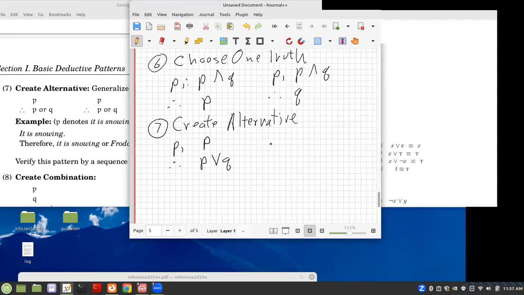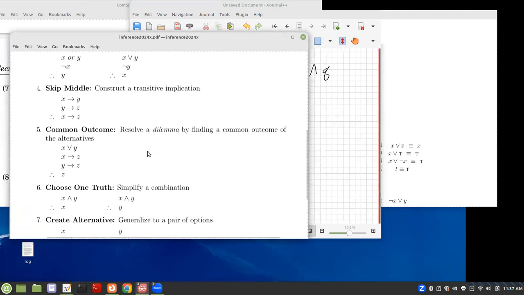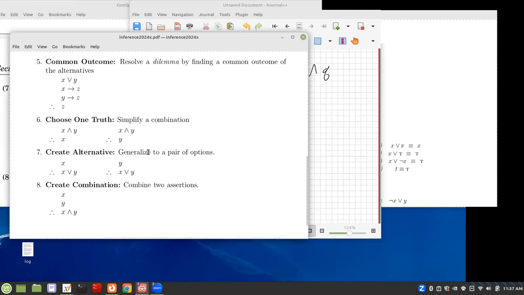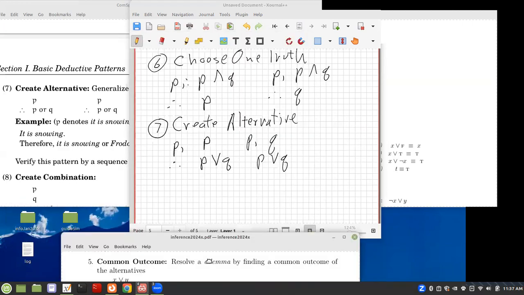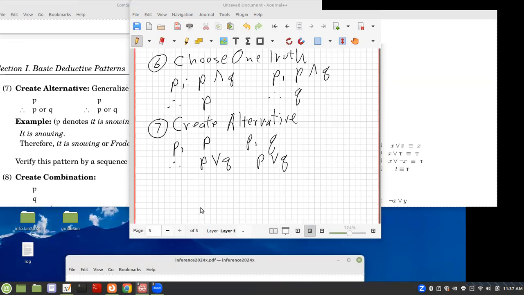And alternatively, this is a mistake here in the text. What it should be is premise 1 is Q, then P or Q. And I think, hopefully, on the inference page, we have it right here. Premise 1 is X, conclusion X or Y. Premise 1 is Y, therefore X or Y. Okay, that's create alternative. Sort of the opposite of choose one truth.